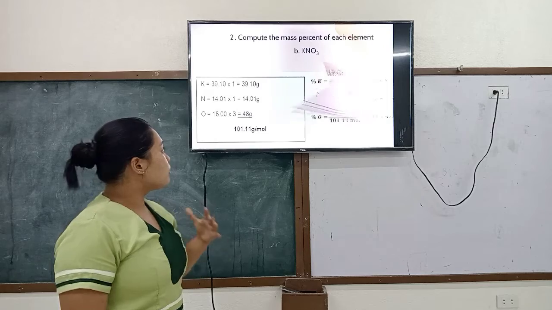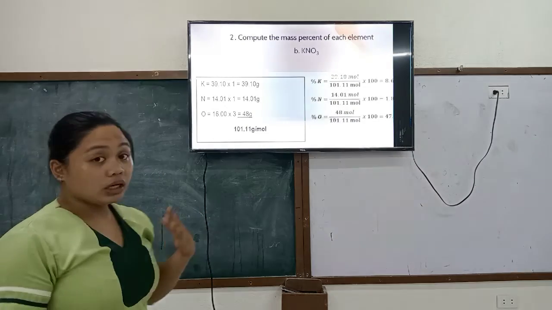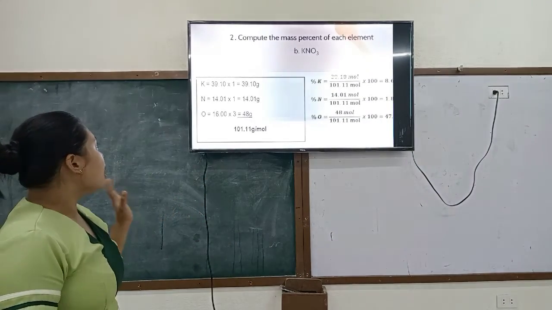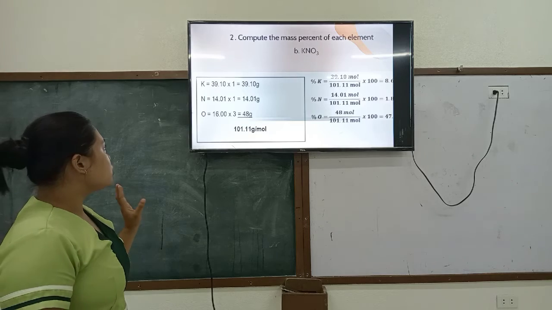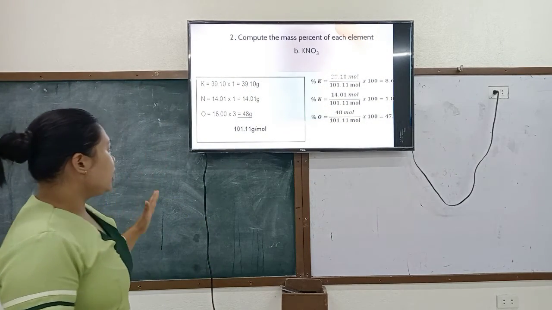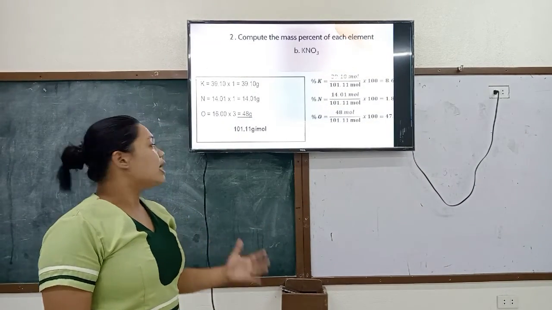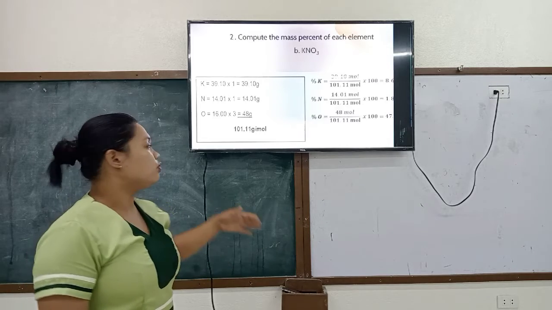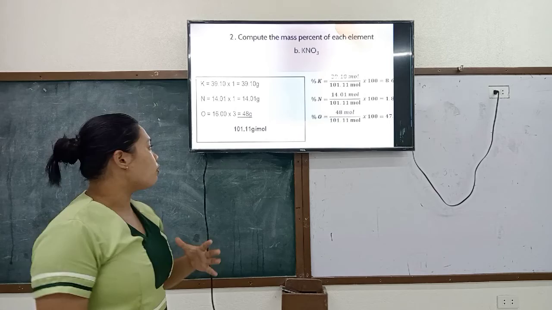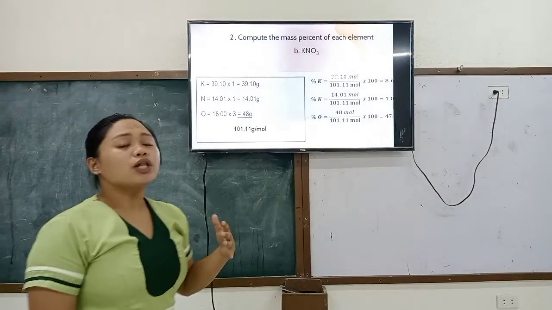And next, for number 2, compute the mass percent of each element. For letter B, here's our given. So K equals 39.10 times 1 equals 39.10 grams. And for nitrogen, 14.01 times 1 equals 14.01 grams. And for our oxygen is 16 times 3 equals 48 grams. So we have to add them. So our answer is 101.11 grams per mole.